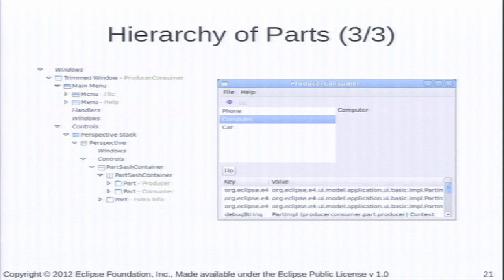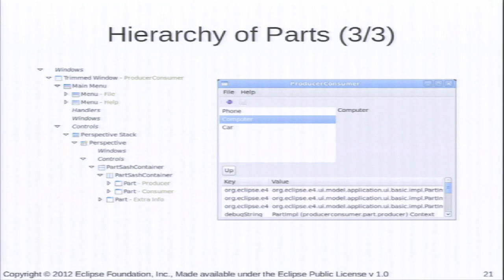So another variation here, I have a perspective stack that has two-part sash containers. I've got one-part sash container contained within another. So the top one underneath controls has a horizontal split, and the one that's nested underneath it has a vertical split. So we see that the producer and the consumer are beside each other, and that puts the extra info down at the bottom. Anyway, just a couple of ideas.